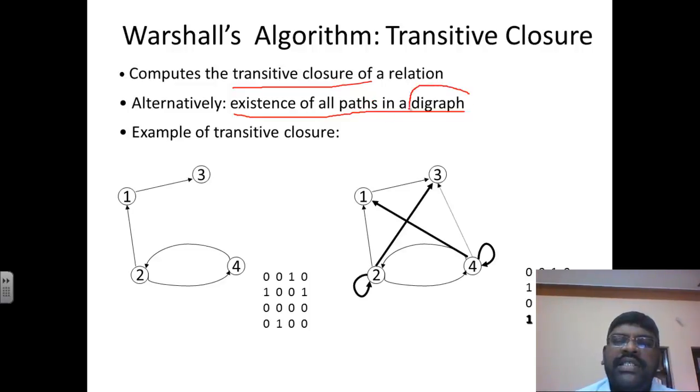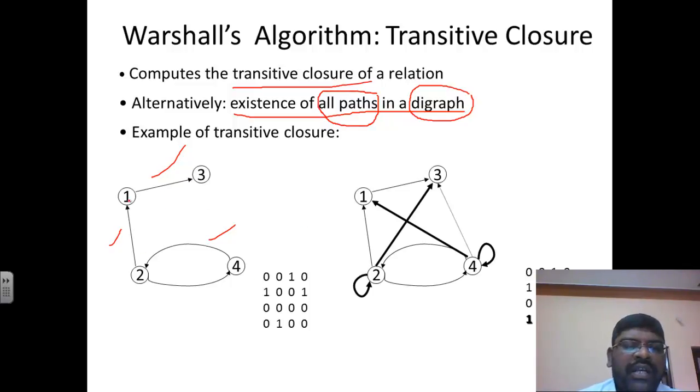A digraph means a graph where the edges have directions, like this. Now, what is meant by all paths? Let us see this figure.